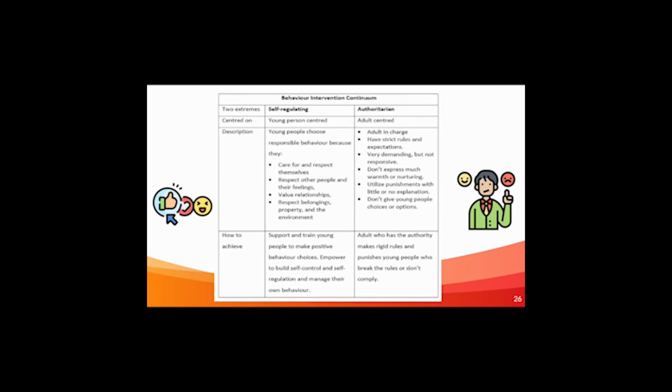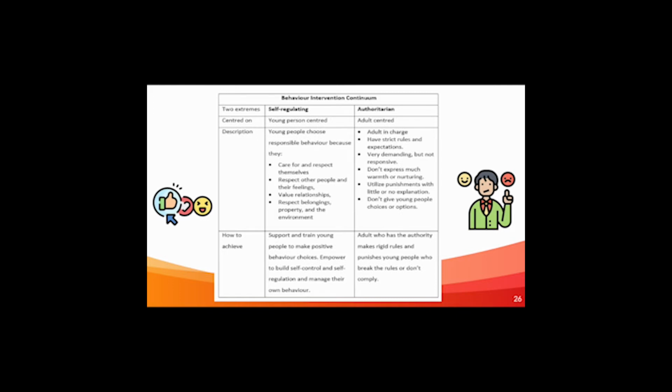Authoritarian, up the other end, is adult-centered. The adult's in charge. They've got strict rules and expectations, very demanding but not responsive, don't express much warmth or nurturing, utilize punishments with little or no explanation, don't give young people choices or options. So how do we achieve these? With self-regulating, support and train young people to make positive behaviour choices, empower to build self-control and self-regulation so that they can manage their own behaviour.